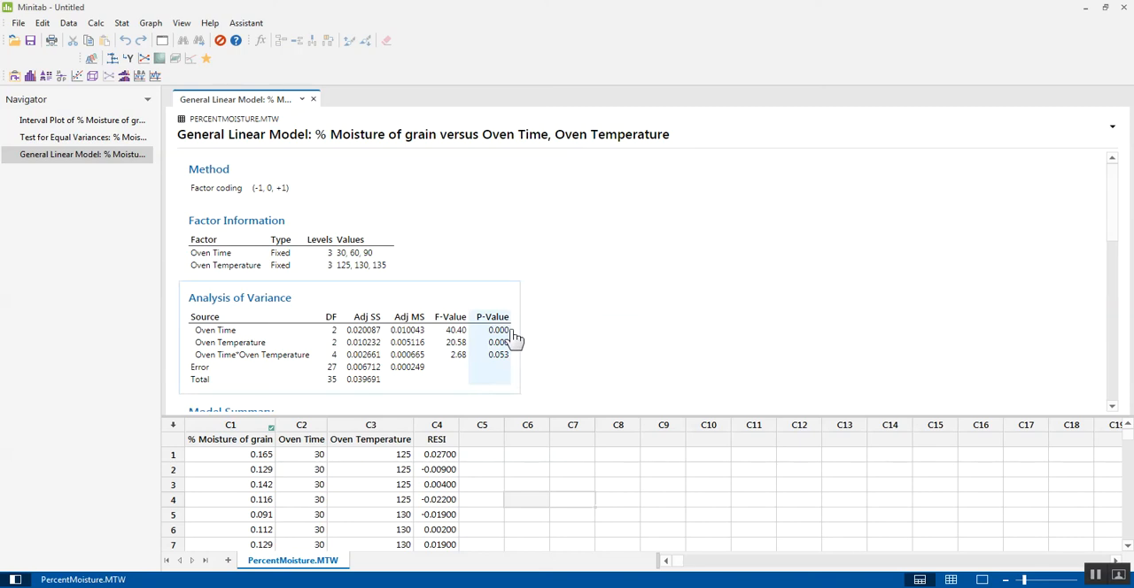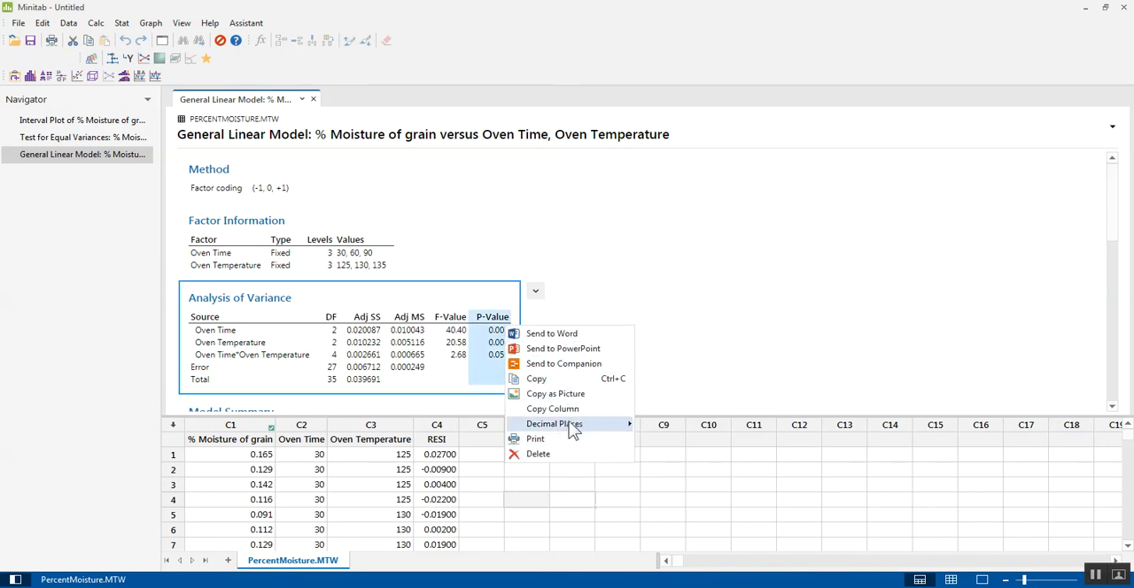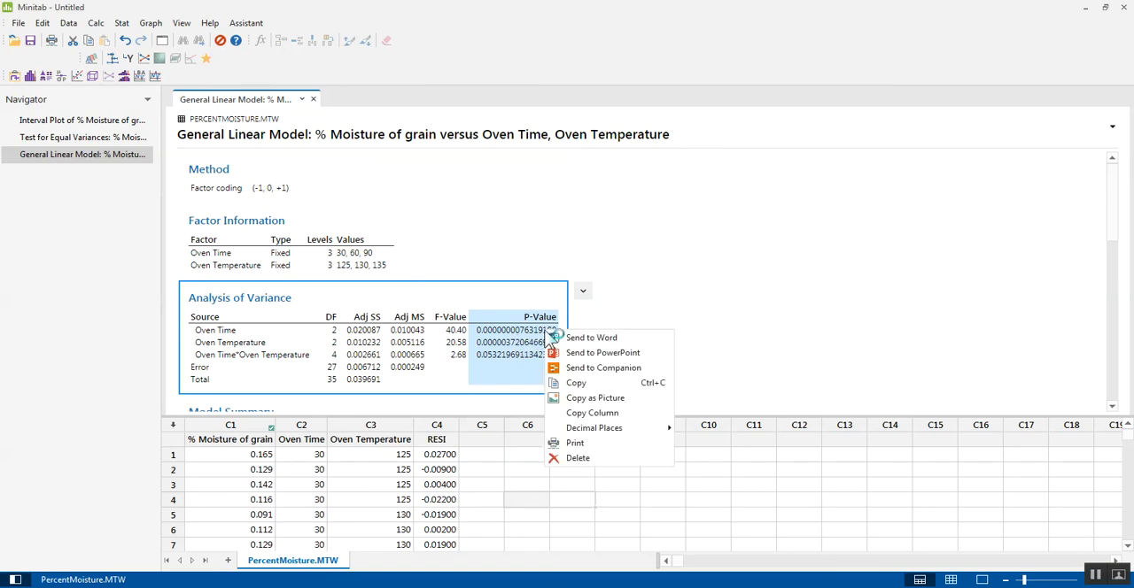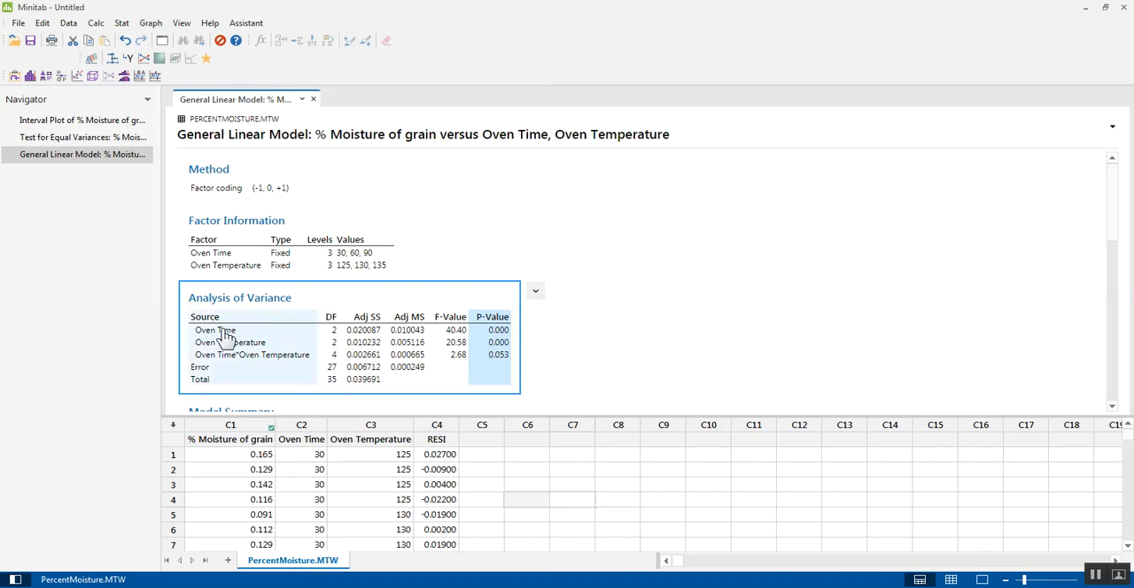The p-value, remember, is never 0. The p-value is just not resolved at 3 decimal places. If I right-click here, I could increase the number of decimal places, and we can see, look, it's not 0. It's just very, very, very small. It's so far below our level of significance, we can just report that as p less than 0.001. That's a highly significant effect of oven time on the percentage moisture content of the grain. So that null hypothesis is rejected.